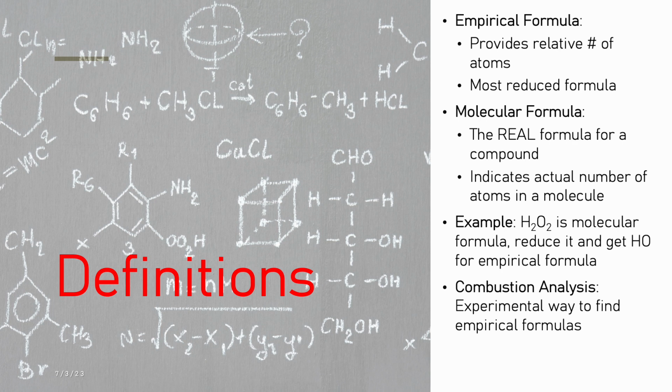Here's an example. Hydrogen peroxide, H2O2. That's the molecular, real formula. Notice it's H2O2. You can take a 2 out of both, so when you reduce it, you simply get HO. That's an empirical formula. So if you're given a question that says, which of the following is the empirical formula for this molecular formula? All you have to do is reduce the subscripts. Make sure you have all the same elements and it reduces. Combustion analysis is just an experimental method to find empirical formulas, and we'll go over that in a little bit.